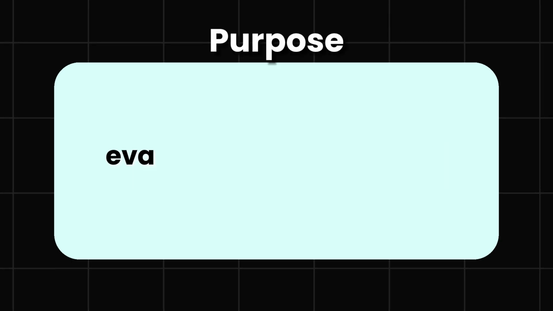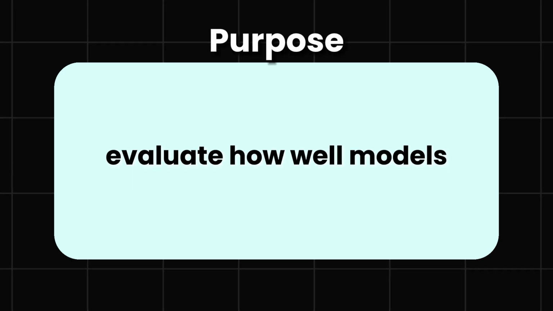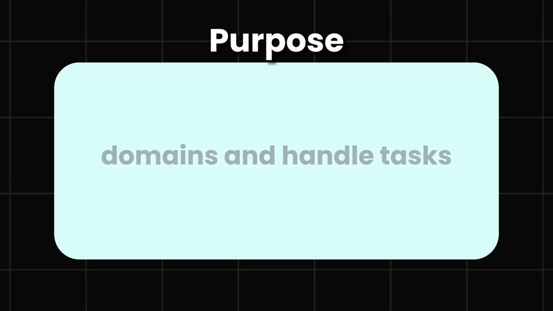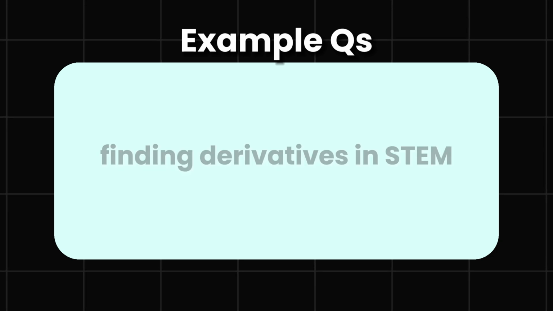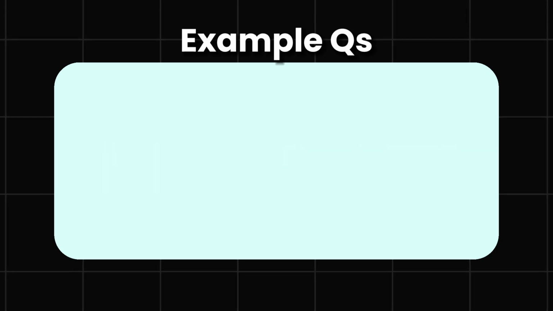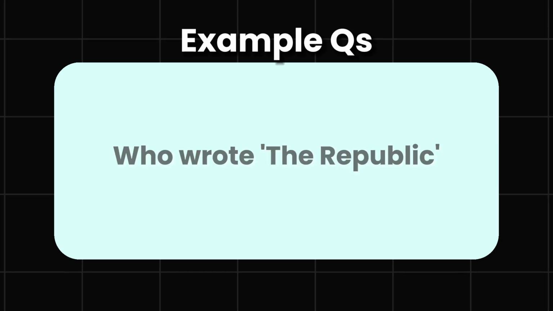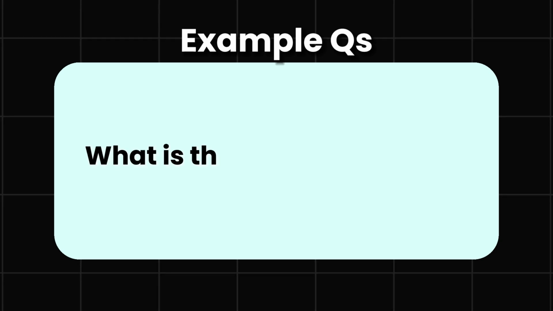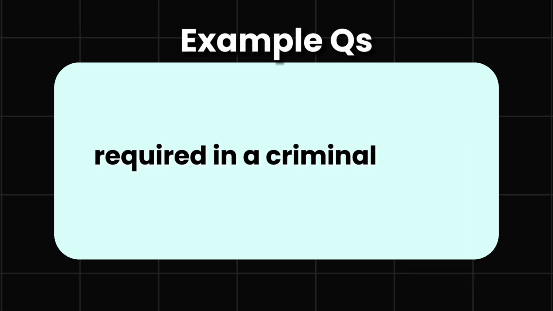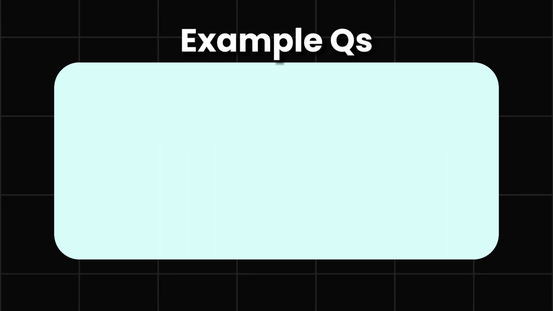Its purpose is to evaluate how well models generalize across diverse domains and handle tasks requiring both knowledge and reasoning. The example questions can be finding derivatives in STEM. For humanities, you can find a question like who wrote the Republic and what's its main theme. And professionally, you can find what is the standard of proof required in a criminal case, for a law situation.